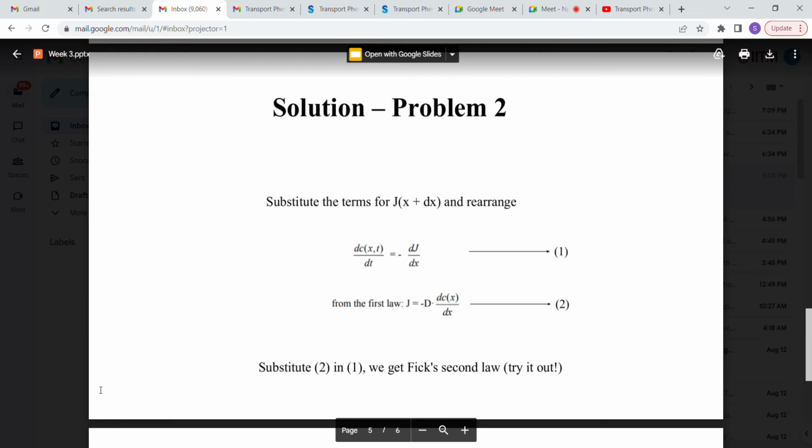So dc by dt equal to 0. So dj by dx equal to 0. So how would you come to Fick's first law from dj by dx equal to 0? That's the question.